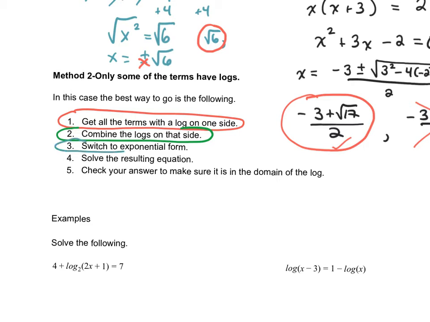Then we can switch to exponential form. If you remember the switch between exponential form, b to the y equals x is the same as log base b of x equals y. And so we can use this conversion to switch. Then we'll solve the resulting equation and then check it, of course, to make sure it is a legitimate answer for our log equation, not making the log argument negative.